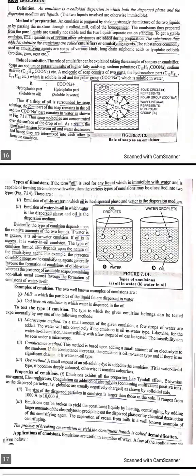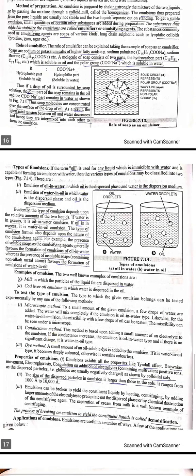Now, next is types of emulsions. If the term oil is used for any liquid which is immiscible with water and is capable of forming an emulsion with water, then the various types of emulsions may be classified into two types. These are emulsions of oil in water, in which oil is the dispersed phase and water is the dispersion medium. Second is emulsion of water in oil, in which water is the dispersed phase and oil is the dispersion medium. So evidently the type of emulsion depends upon the relative amount of the two liquids.